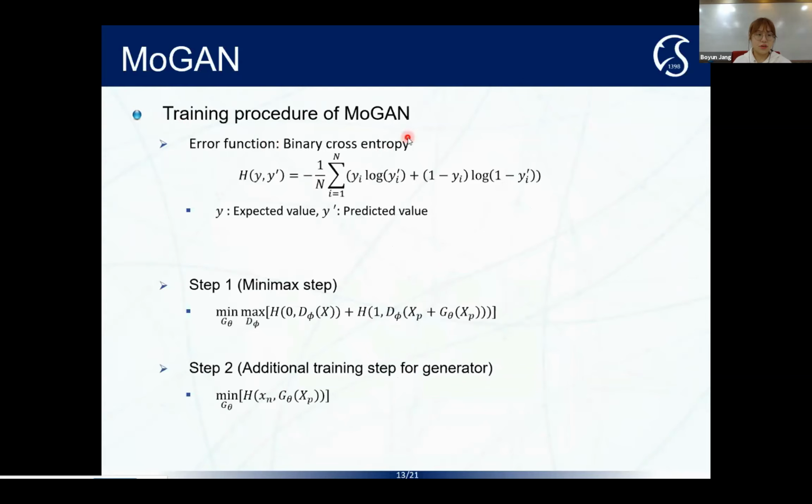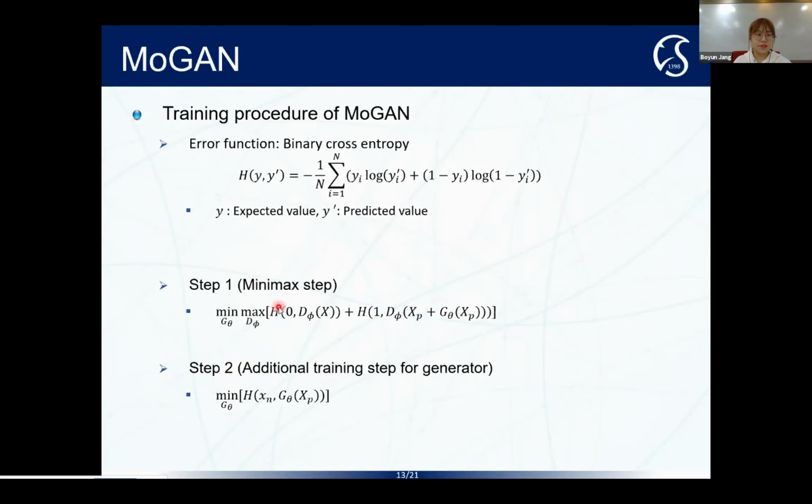And training of MoGAN is divided into two steps. The first step is the same procedure as training of a normal GAN, that is, the minimax step. And the second step is the additional training step only for the generator.